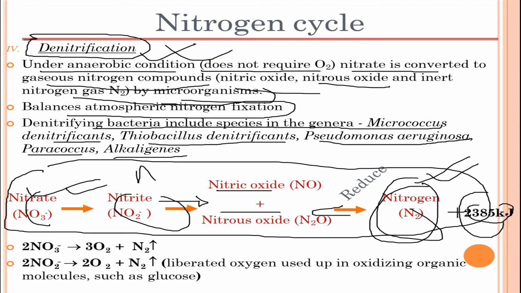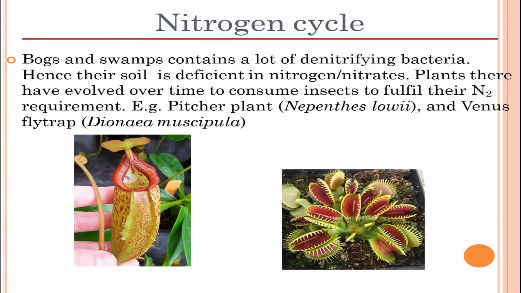Alright, so this was the process of the nitrogen cycle. Previously, in the previous video, we studied nitrogen fixation, and then we started with ammonification, then we studied nitrification, and now we are studying denitrification. Alright, so moving on, these are some of the examples for this.